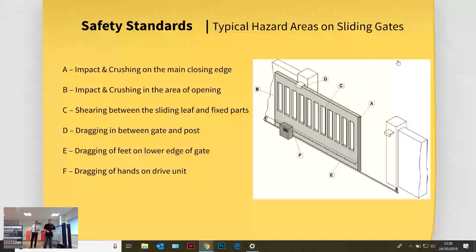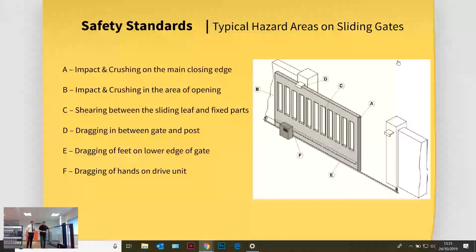Exactly. We also have the shearing between the sliding leaf and fixed parts. That is obviously, as Ricky demonstrated earlier, gate comes along, you get arm sheared. You've got the dragging as well in between the gate leaf and the post. So on here, you can get dragged through inside this area. You've got the dragging of the feet on the lower edge of the gate. So underneath here is something that you've got to worry about.